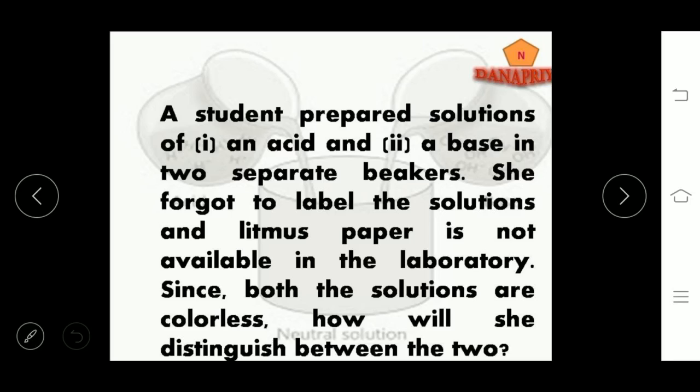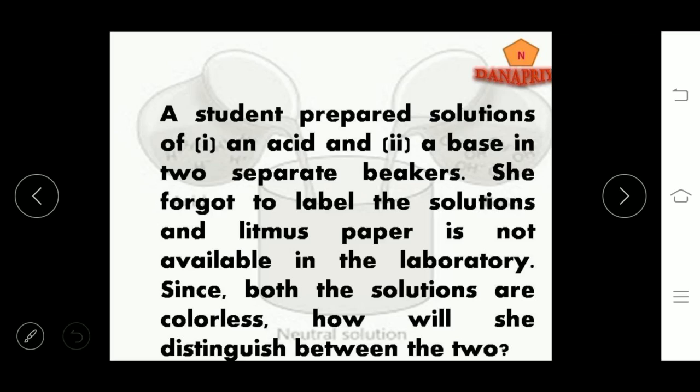A student prepared solutions of an acid and a base in two separate beakers. She forgot to label the solution and litmus paper is not available in the laboratory. Since both the solutions are colorless, how will she distinguish between the two?